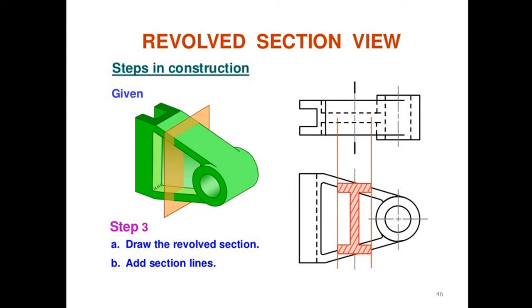Again, one of the examples of a fork is shown here, with the steps given in a construction showing how that revolved section is drawn and how the section lines are drawn. In the isometric view, the cutting plane is taken in the center as shown in the figure. To understand the cross section of this geometry, the orthographic view is shown.